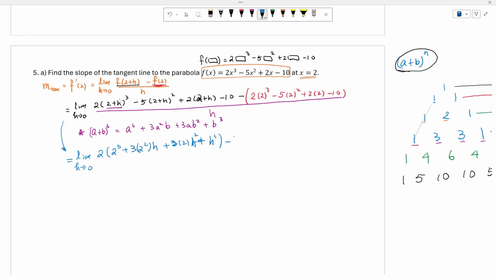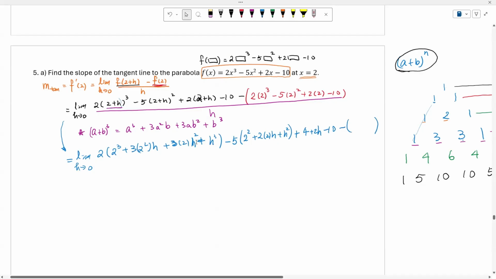And minus 5 times 2 squared, the first term squared, plus 2 times the first times the second, plus the second term squared. And then plus 4 plus 2h minus 10. And then now we are going to subtract. Then let us calculate this.